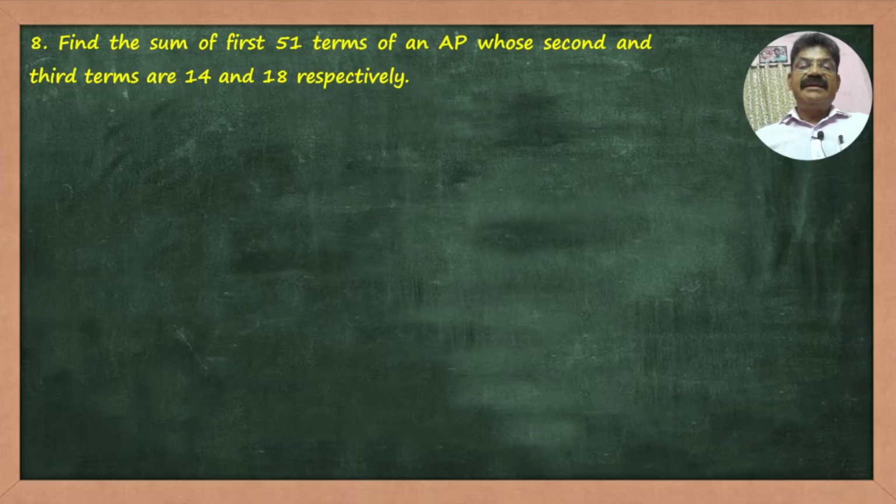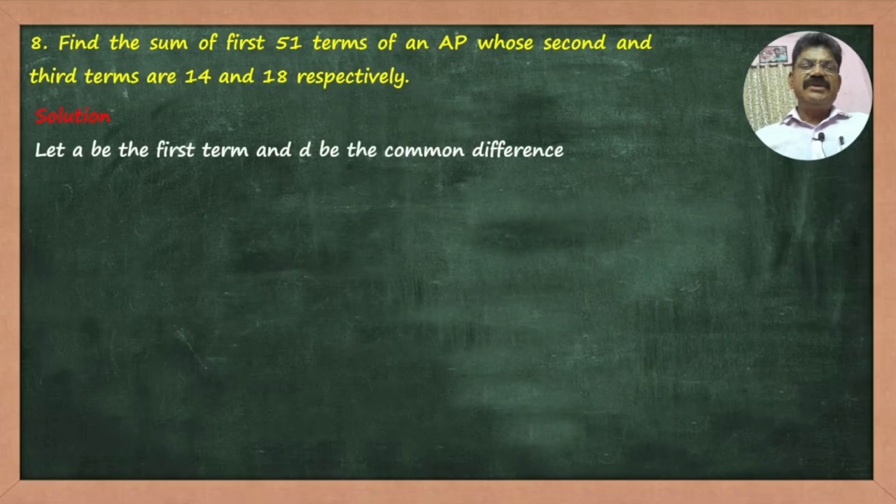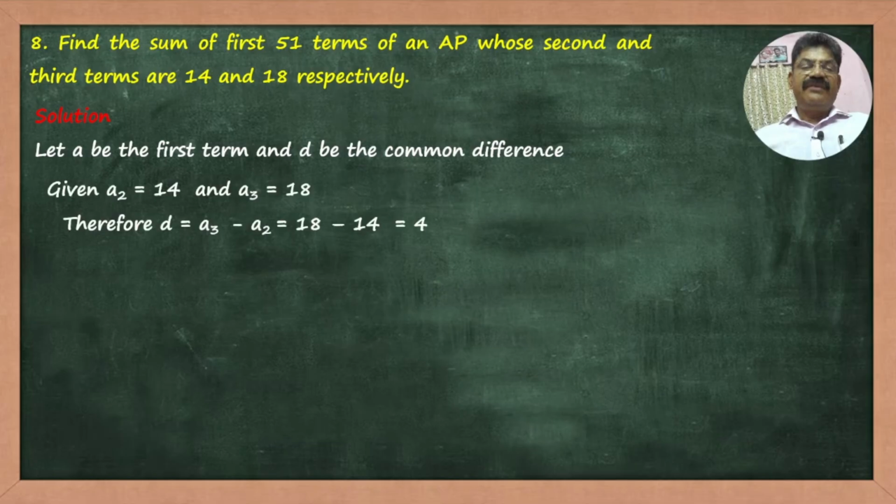So A is not given, D is not given. Instead the second term is given, the third term is given. So we find the values of A and D using these two facts. A2 is equal to 14, A3 is equal to 18. Therefore, D is equal to A3 minus A2, which is equal to 18 minus 14, which is equal to 4. Hence, the first term A1 is equal to 14 minus 4, which is equal to 10.